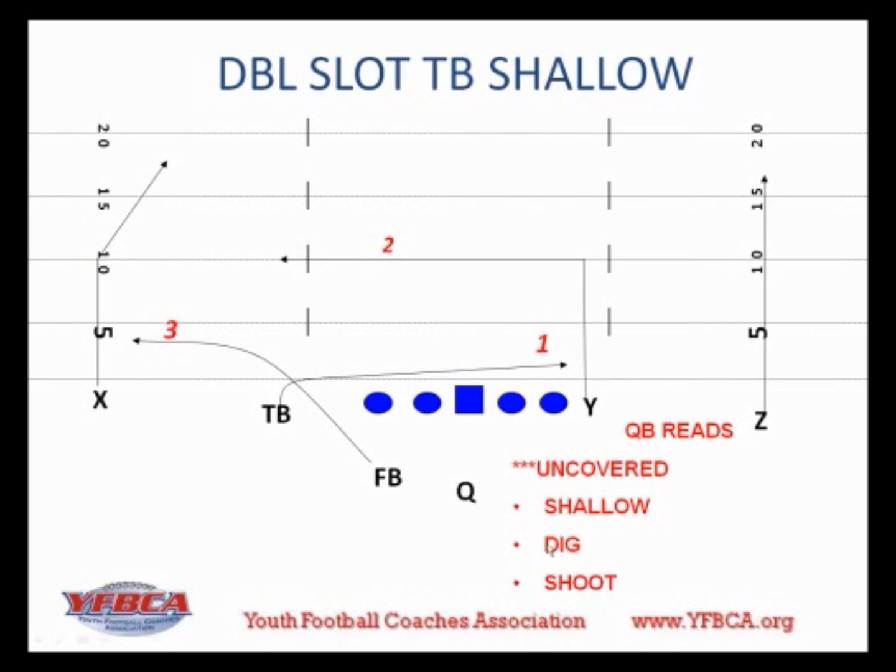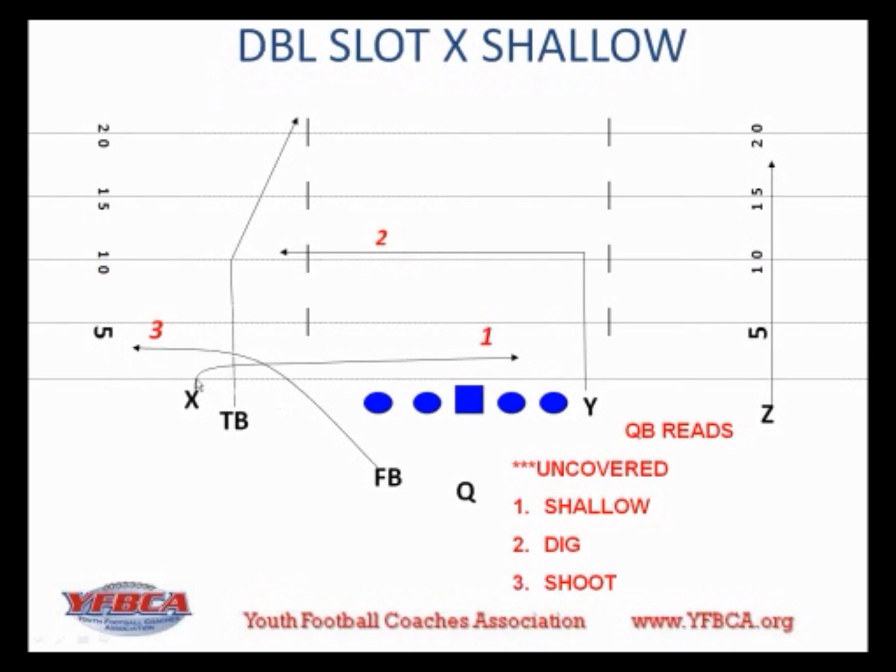If we said our reads are shallow, dig, shoot, if these two guys get jammed up, we now have our fullback checking for blitz, and if he doesn't, he slips right into the flat, and we've got a nice 3 to 5 yard throw from our quarterback. The nice part about the X, he will have a post backside or a clearing route as well. And most likely the linebacker, if they're playing man, will go with the shallow, so now that opens up this backside. Let's take a look at this with another receiver.